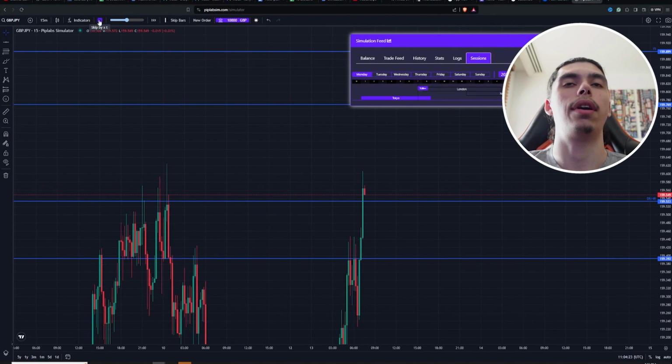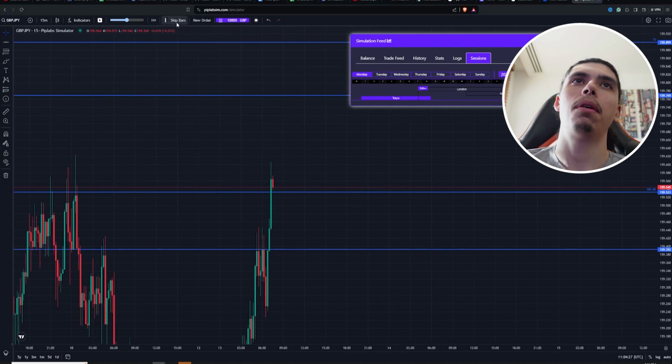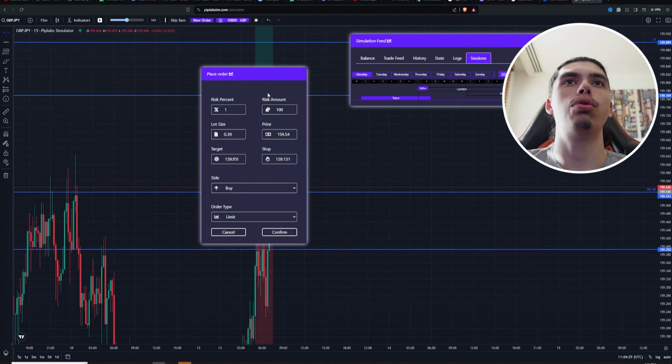Remember, you can't rewind, right? So there's no cheating here. Okay, so we do have a bottom wick. Very simple here. I'm going to do new order.